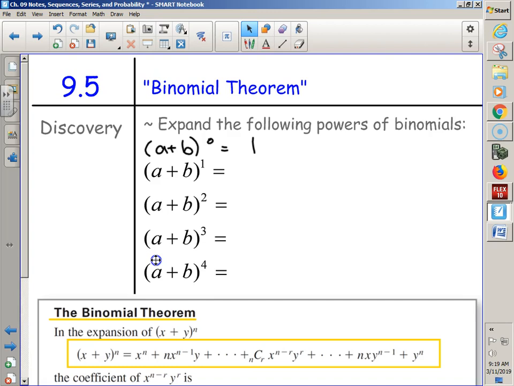I wonder if there's a pattern of the coefficients as well as a pattern of the variables. What would happen if I took just the coefficients? Make it a little bit nicer. What am I doing? Pascal's triangle.